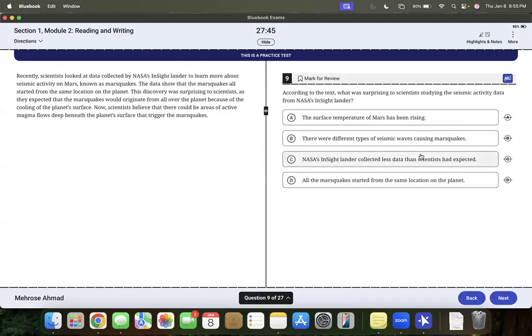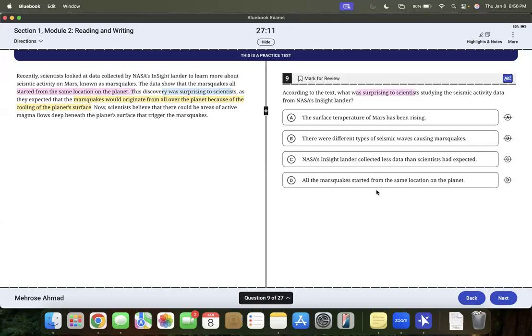Let's do a detail question. According to the text, what was surprising to scientists studying the seismic activity data? Recently, scientists looked at data collected by NASA to learn more about seismic activity on Mars, known as marsquakes. Data shows marsquakes all started from the same location. This discovery was surprising. So what is the surprising thing? That they all came from the same location. Why is this surprising? They expected marsquakes would originate from all over the planet because of the cooling of the planet's surface. Now scientists believe there could be areas of active magma flow that trigger the quakes.